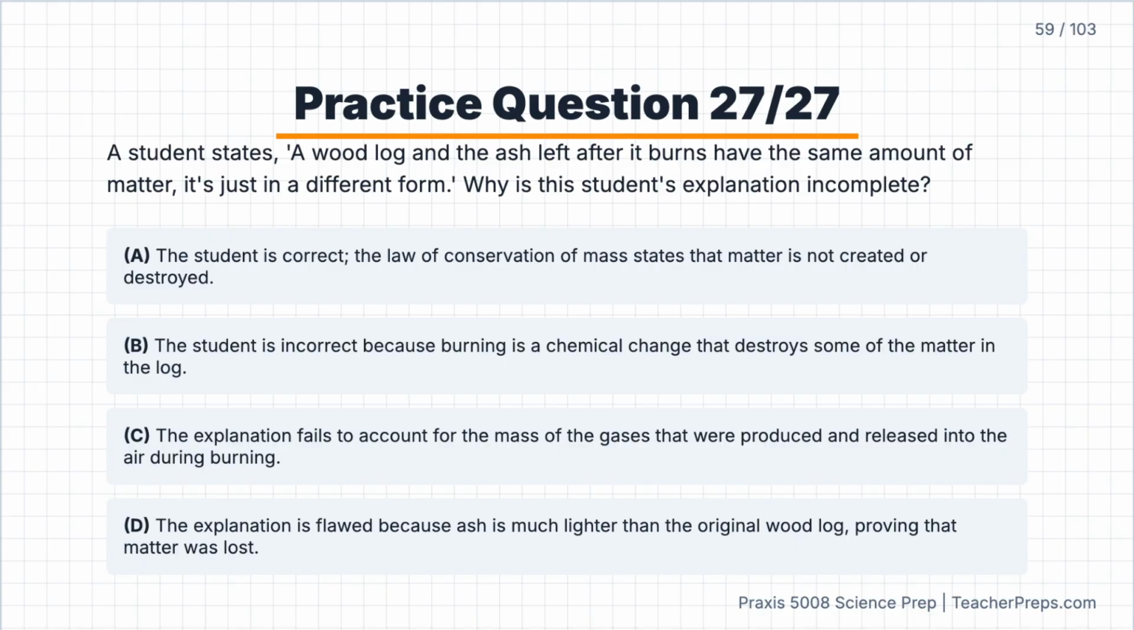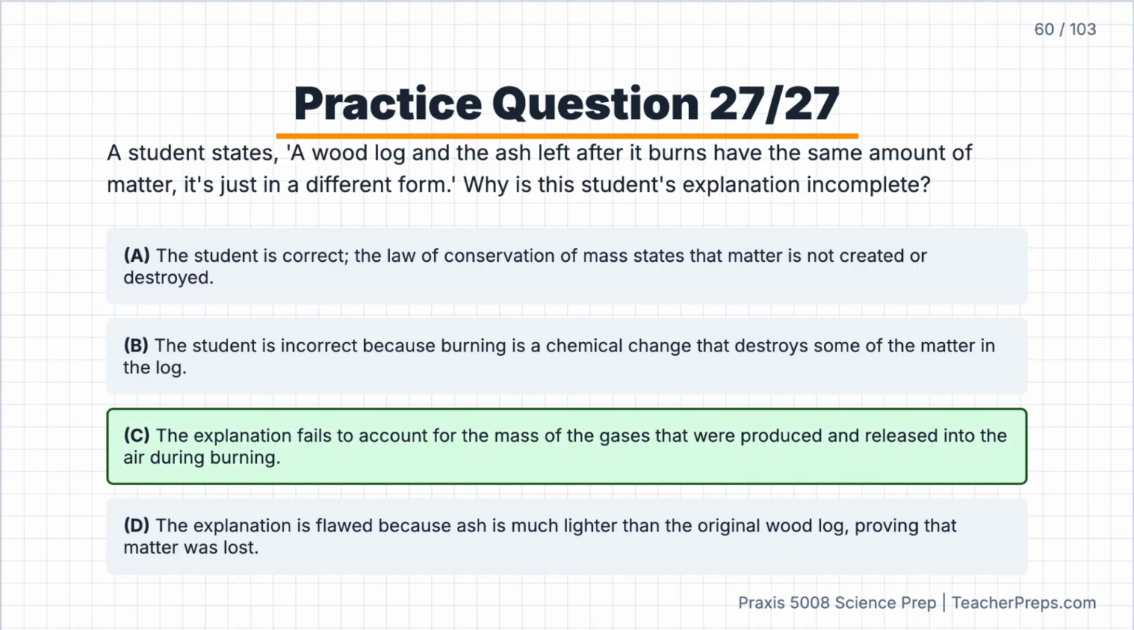The correct response is option C. The student here is attempting to apply the conservation of mass, but misunderstands that the system is open. Mass is conserved, but the student is only addressing the solid ash. The explanation is incomplete because it really ignores the mass of the smoke and gases that were created and then, poof, escaped.